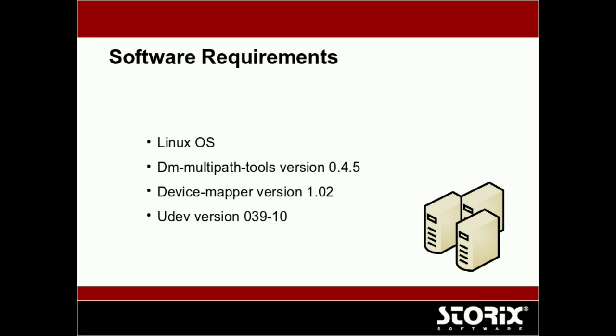So first off, we need to talk about some software requirements. For a basic multipath setup to work using full system recovery with the Storix SBAdmin software, you need to be running a Linux operating system, and you need to have a minimum level of these three packages installed. So for DM Multipath Tools, you need to have version 0.4.5 or above. For the device mapper package, you need version 1.02 or above. And for UDEV, doing your device detection, you need to have version 039-10 or above. And when we get started with the live hands-on demo, I'll show you how you can determine what level you're at in your software packages.